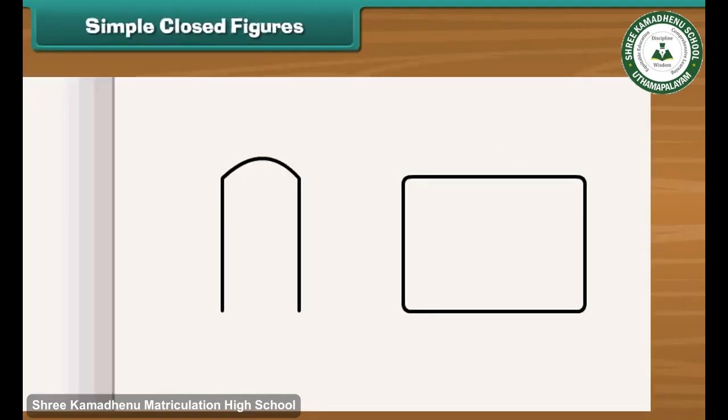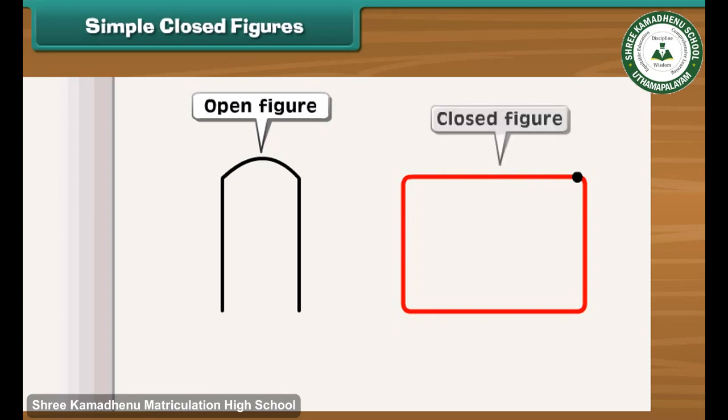Notice the given figures. First figure does not enclose part of plane. This is an open figure. This figure starts with one point and ends at different point. What about the second figure? This starts with one point and ends at the same point. Thus, it encloses region inside it. A figure of this type is called a closed figure.